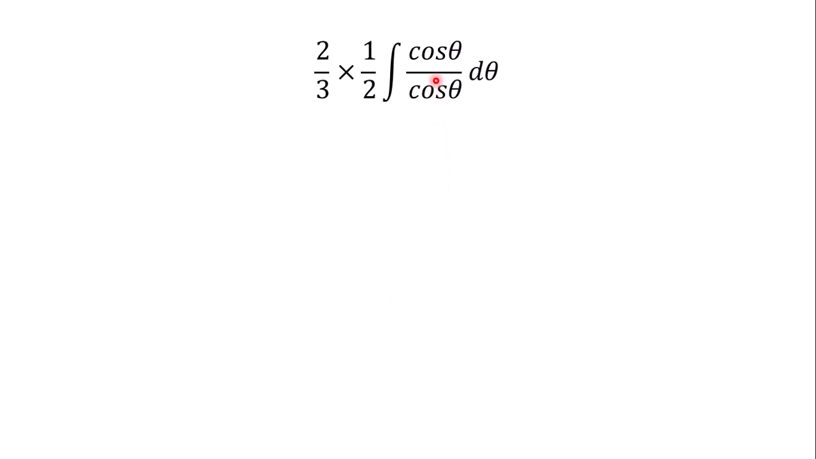Now 2 over 3 times 1 over 2 gives us what? This and this will cancel out, to be left with 1 over 3. And cos theta divided by cos theta will give us 1. You're going to have 1 over 3 integral 1 d theta. Don't bother bringing the 1 outside, because at the end of the day, no matter what you do to it, there will still be another 1 there.